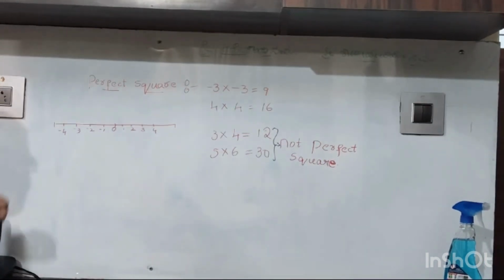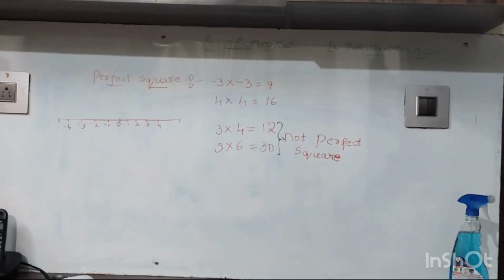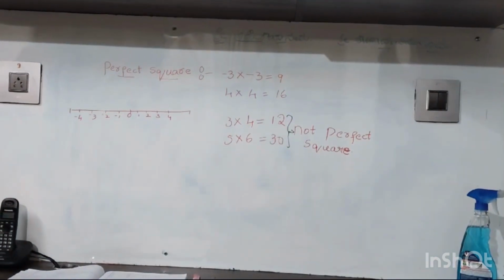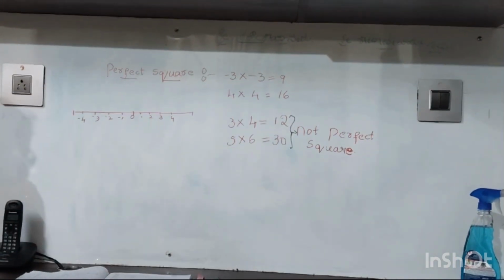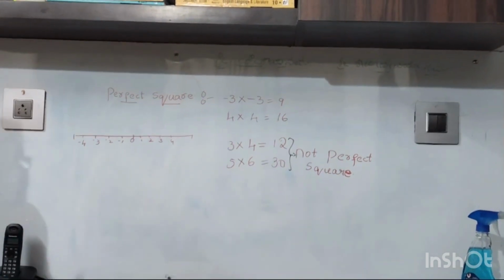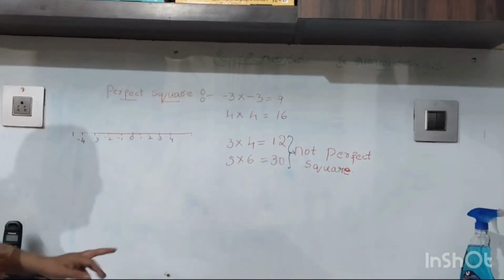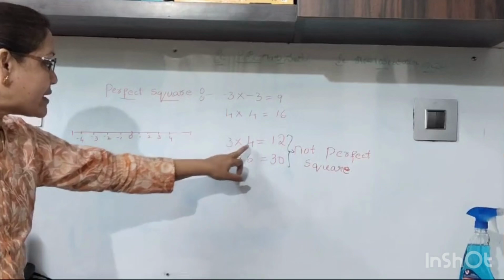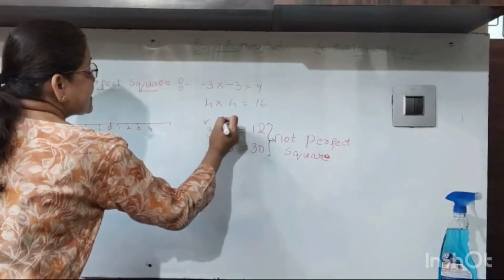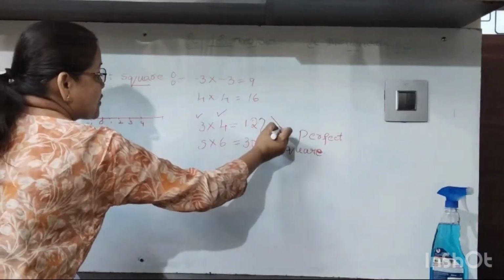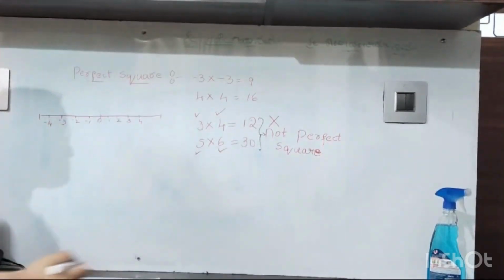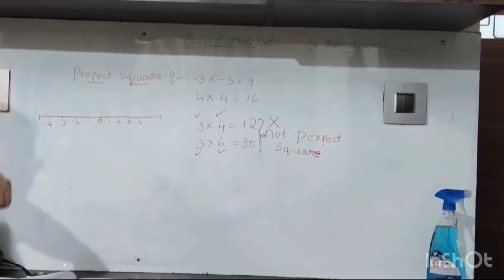You may ask me one question. Why is 12 or 30 not a perfect square? So, you should tell me the answer, isn't it? What is a perfect square then? A number which is multiplied by itself is a perfect square. Is this number multiplied by itself? No. This is a different number and this is a different number, isn't it? So, this is not a perfect square. Similarly, 5 and 6 both are different numbers. So, it also cannot be a perfect square.